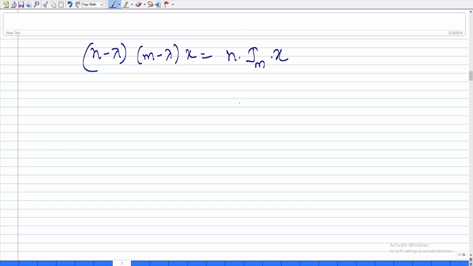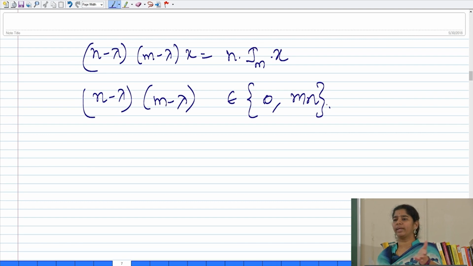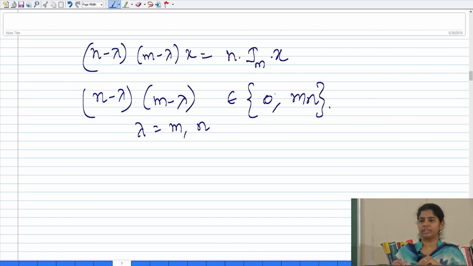So what are the eigenvalues of n times Jm? 0 and m, and you also have an n times multiple of it, so that means 0 and nm. So n minus lambda into m minus lambda should be an element coming from either 0 or m into n. If we solve for this, we will have two equations to solve. If I equate it to 0, the first eigenvalue, if this product is equal to 0, then lambda is n or m.